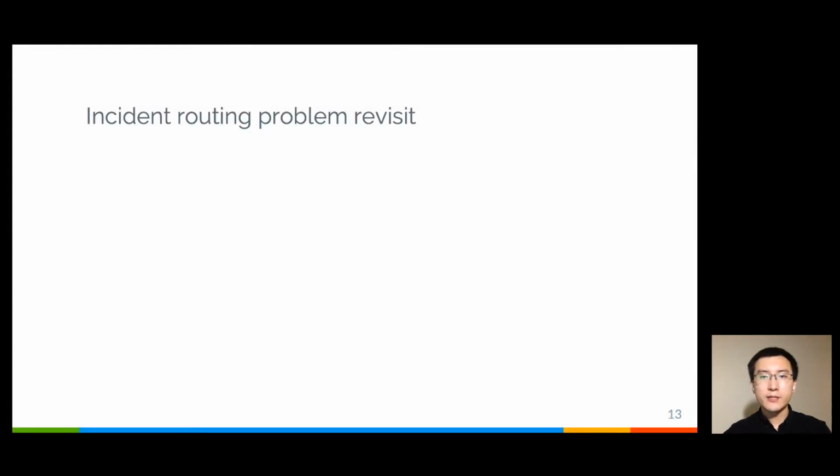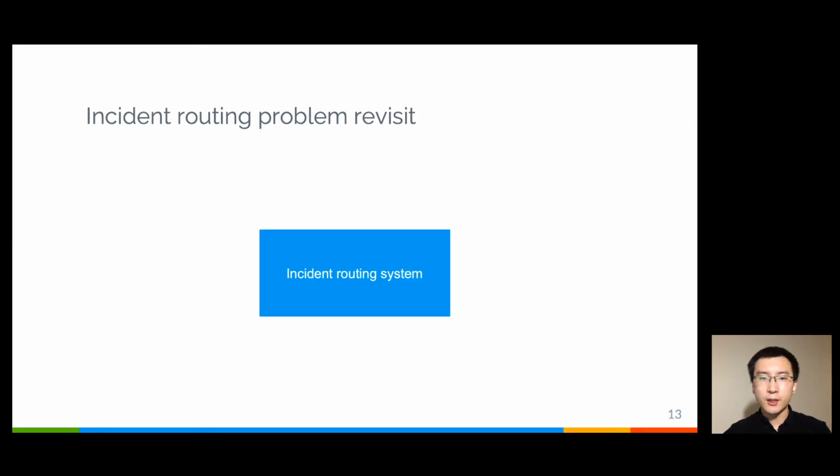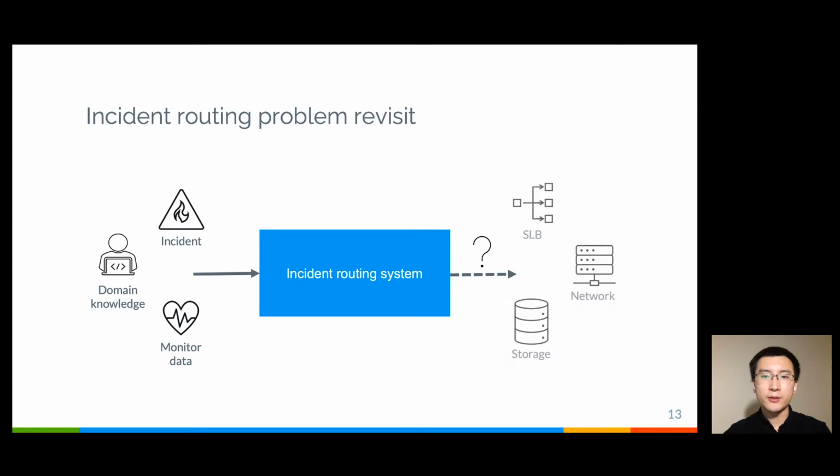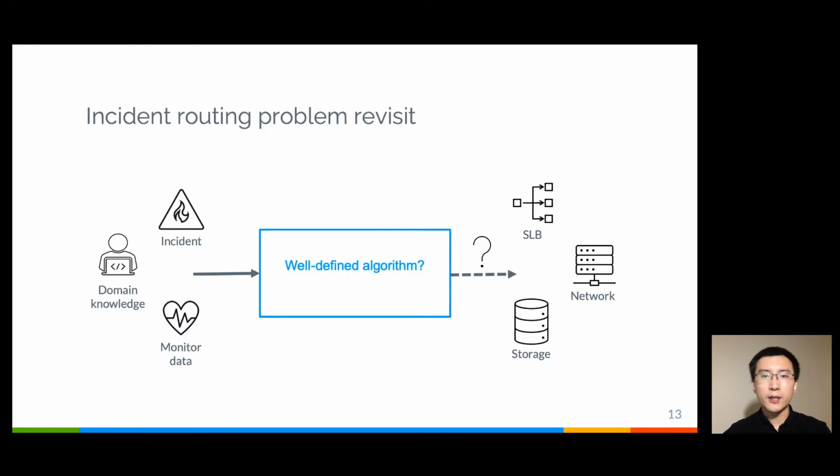So here, let's revisit our incident routing problem. We want to build an incident routing system that, when an incident happens, can summarize the engineers' domain knowledge and other resources, such as the monitoring data, and send the incident to the correct team. The first guess would be building a well-defined algorithm that is able to summarize all of these inputs, which is hard and really challenging. Then another approach is machine learning. We can let the machine learning algorithm learn the pattern.